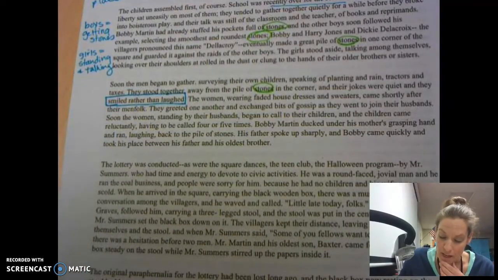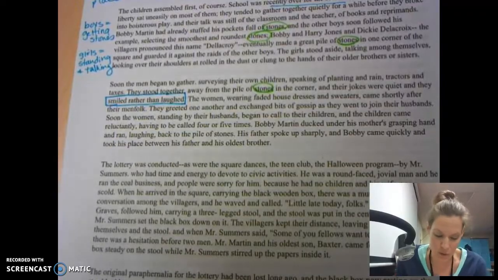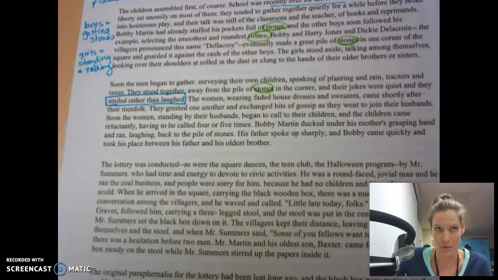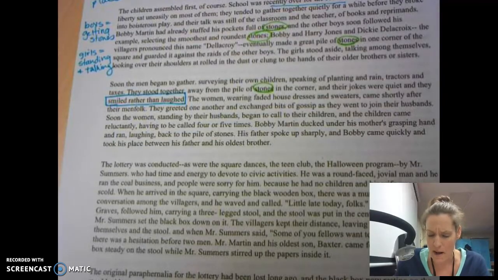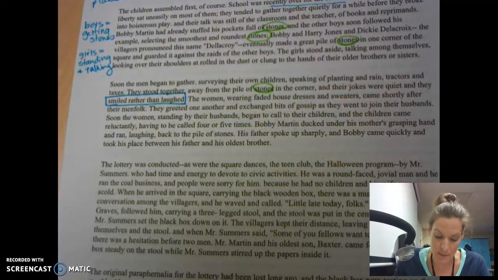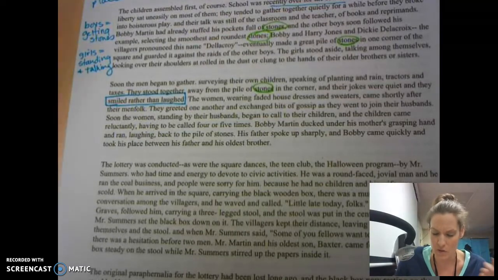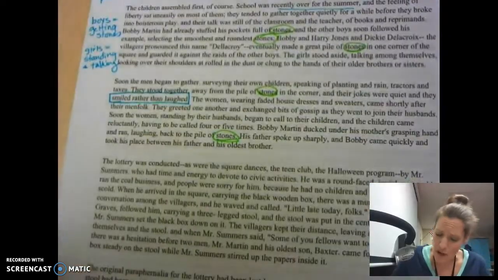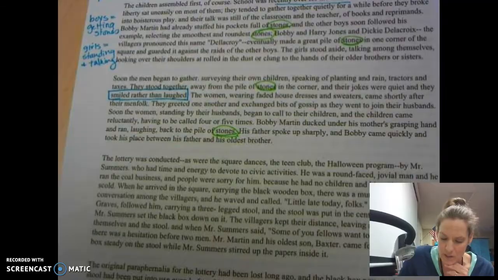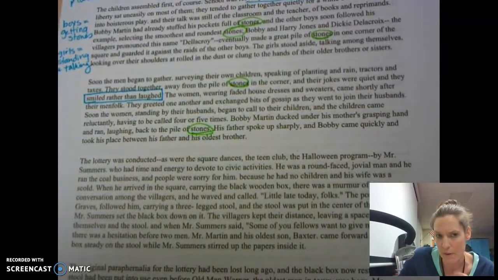"The women, wearing faded house dresses and sweaters, came shortly after their menfolk. They greeted one another and exchanged bits of gossip as they went to join their husbands. Soon the women standing by their husbands began to call to their children, and the children came reluctantly, having to be called four or five times. Bobby Martin ducked under his mother's grasping hand and ran, laughing, back to the pile of stones." Stones again. Let's circle it. "His father spoke up sharply, and Bobby came quickly and took his place between his father and his oldest brother."